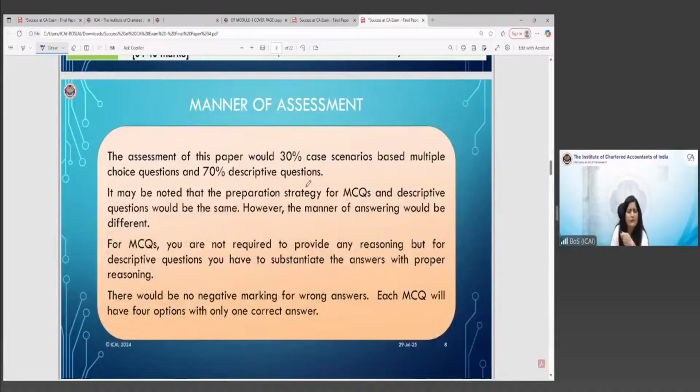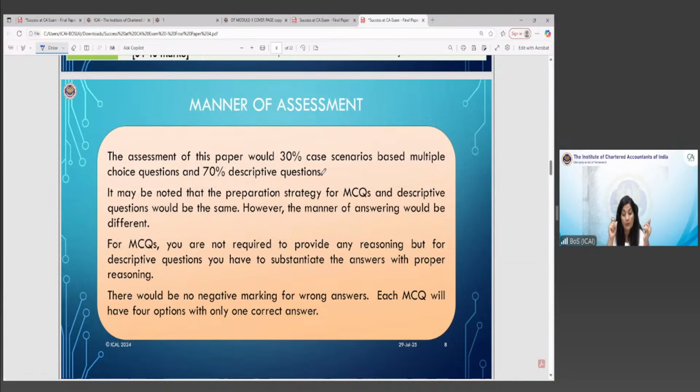Manner of assessment: you all know that it is 30% case scenario based questions and then 70% is your descriptive questions, right? In descriptive questions, you are supposed to follow the steps. Whatever be the steps, you have to substantiate your answers with proper provisions, the applicable provisions of the Act. Unless you are clearly writing the provisions of the Act in your answer sheets, then only you will fetch the marks in descriptive questions. However, in case of 30% case scenario based questions, you are not required to write anything, right? You are not required to give any reasonings, and no negative marks will be there for any wrong answers.